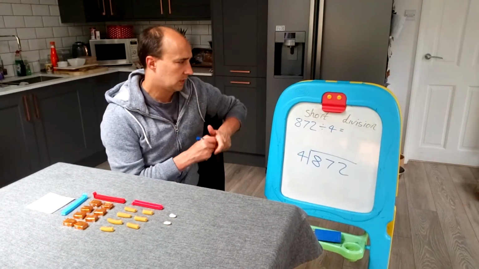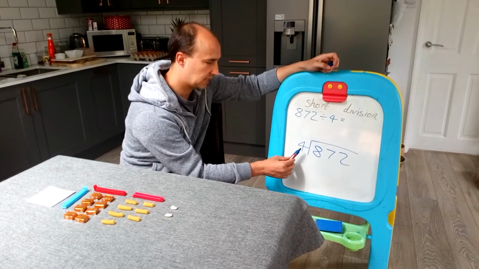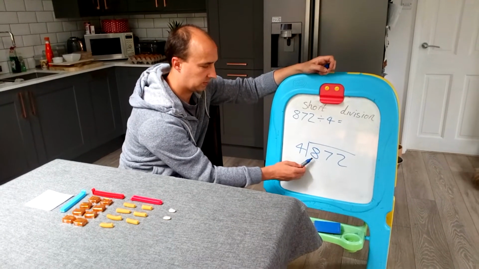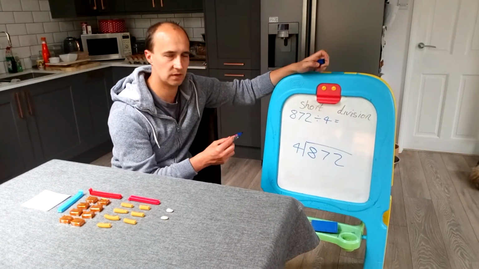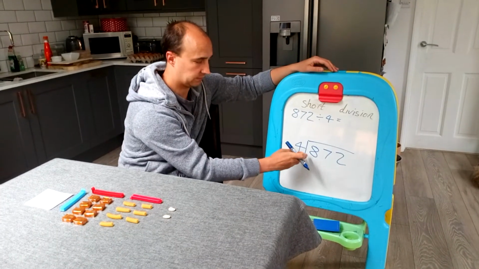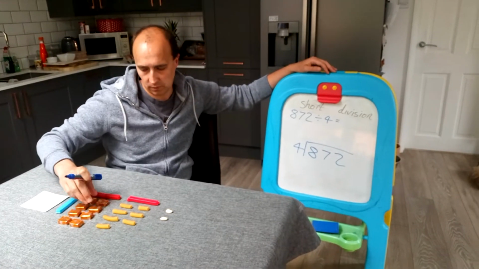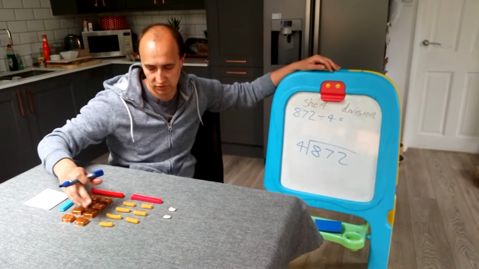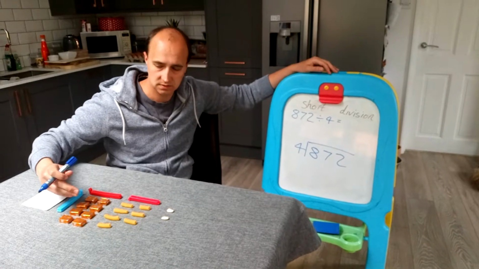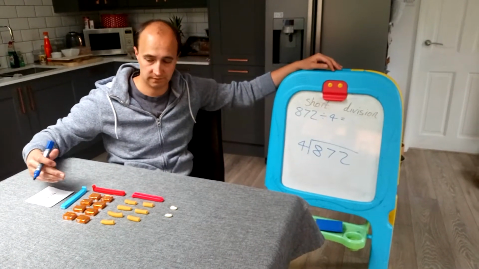So with the abstract method here, you see the common mistake of children thinking, how many 4s are there in 8? But of course that 8 is not an 8, really it's 800, and there's loads of 4s in 800. But that's not really what's going on here. What we're actually saying is we have 800 or 800s. How many times can I share them equally between the 4?